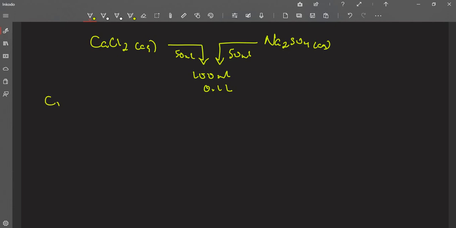So let's use our dilution formula from grade 11. C1V1 is equal to C2V2. We want to know the new concentration of our calcium chloride, so we're going to solve for C2, that new concentration. We know everything else. We know the initial volume, we know the new volume, and we know the initial concentration. So C2 is C1 V1 over V2. And then go ahead and plug things in.